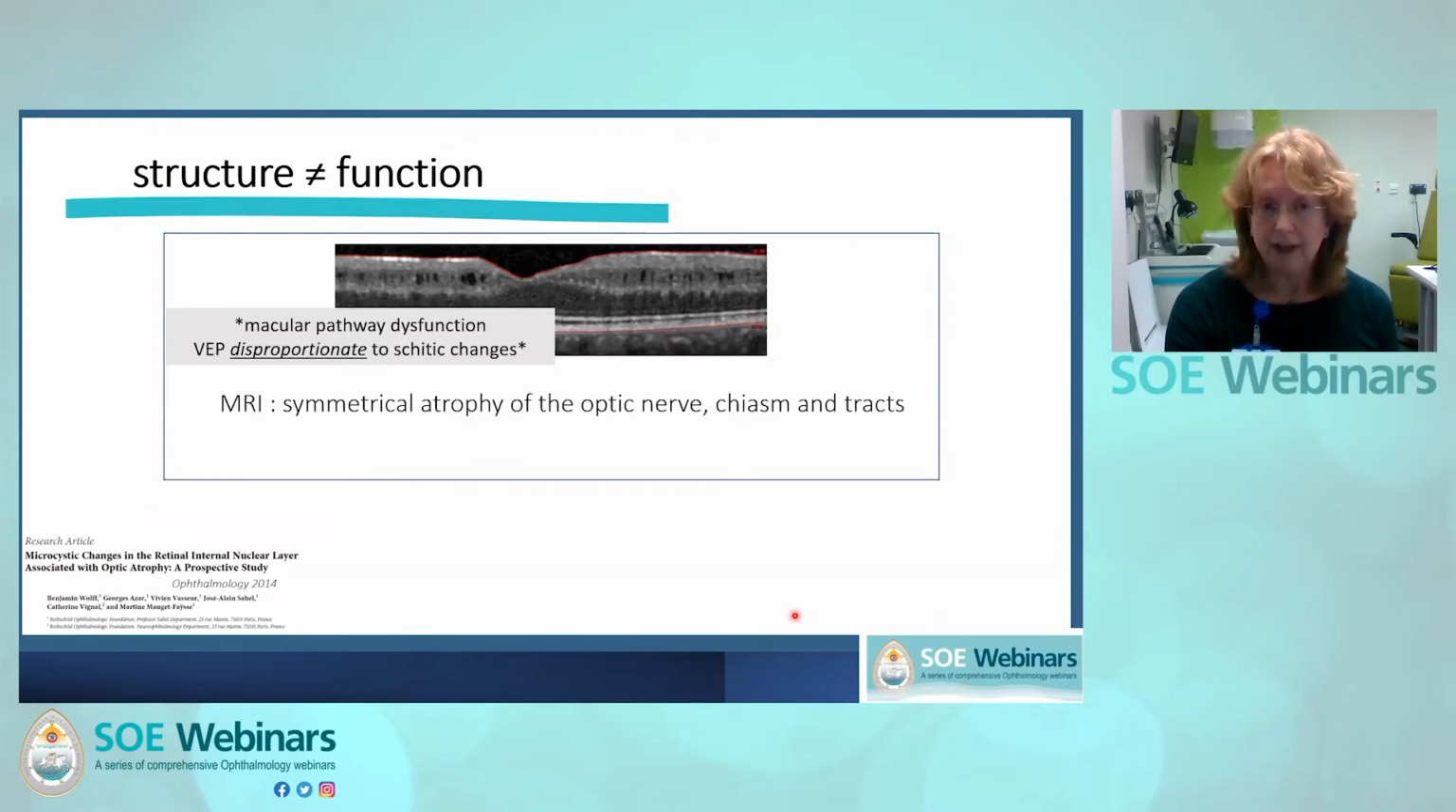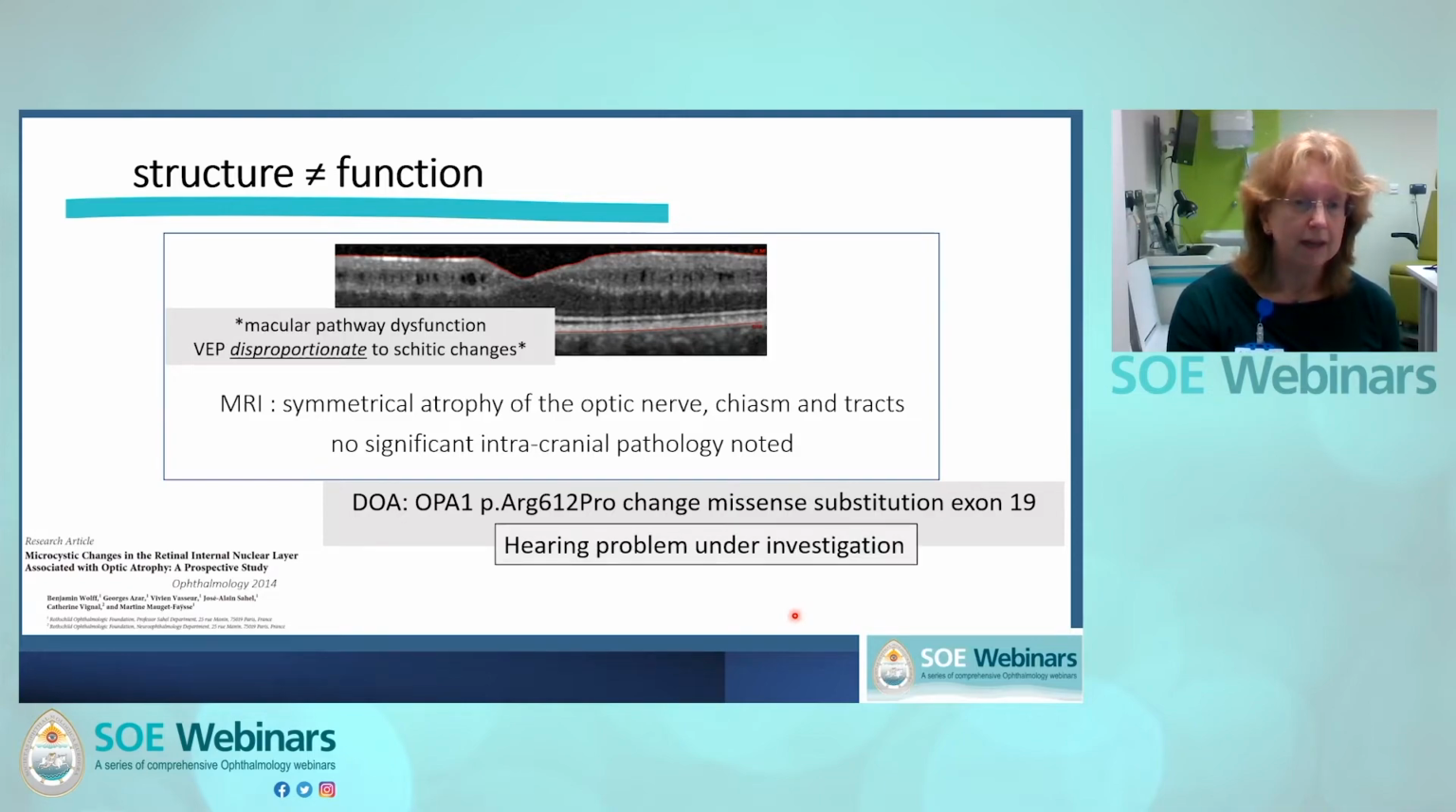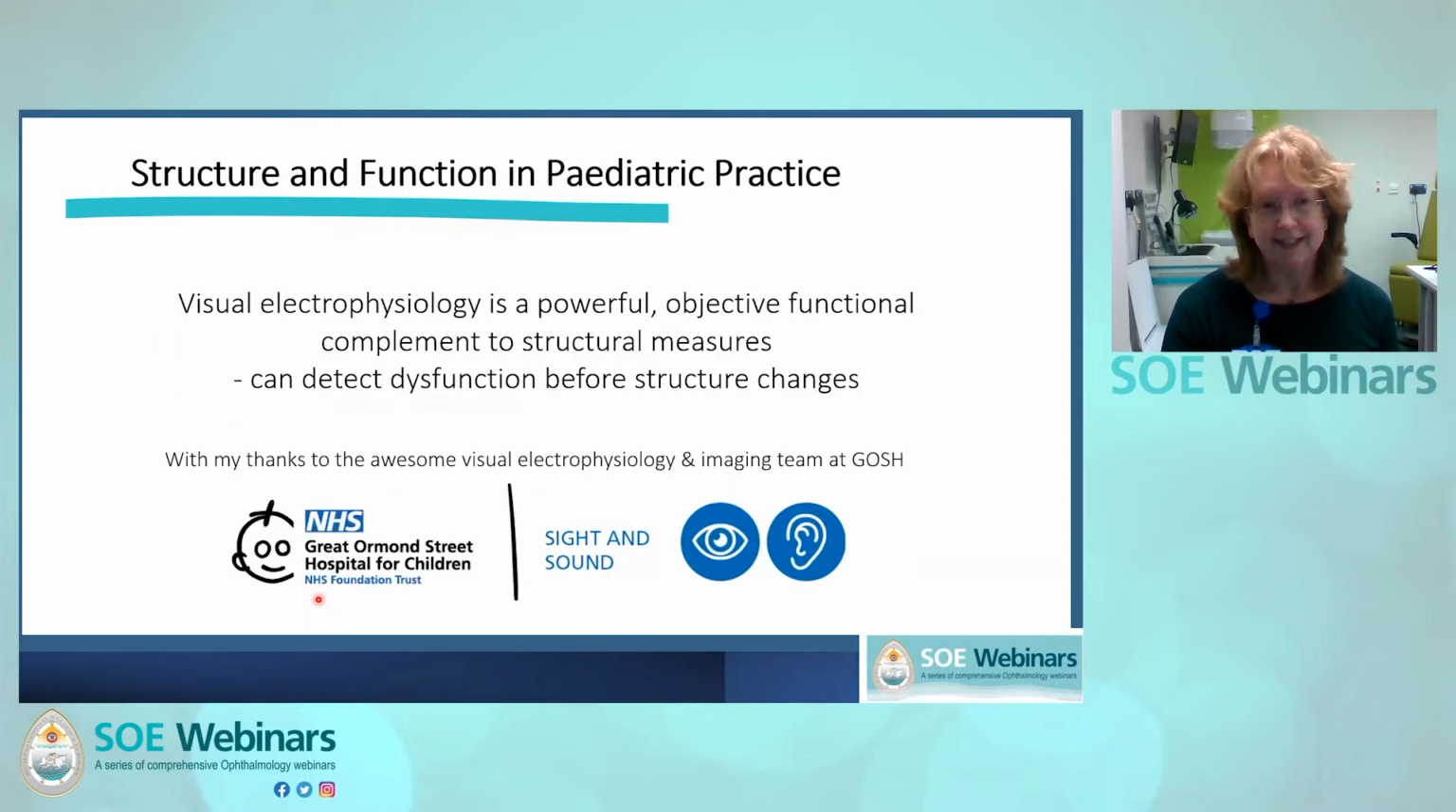Went in for an MRI, which showed symmetrical atrophy of the optic nerve, chiasm and tracts, but no significant intracranial pathology. But the genetics showed a missense mutation in OPA1 and dominant optic atrophy was the diagnosis, with a hearing problem subsequently under investigation. And these schitic changes were actually the microcystic changes that have been associated with optic atrophy. But it was the disconnect between structure and function that helped us distinguish this case.